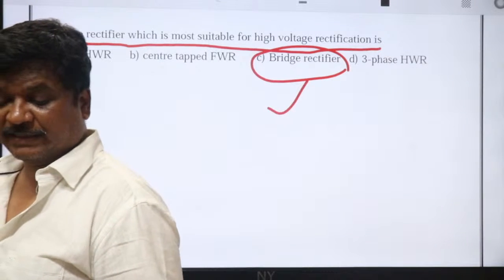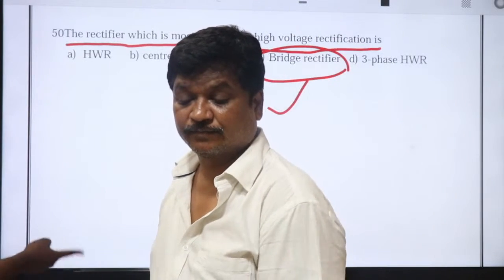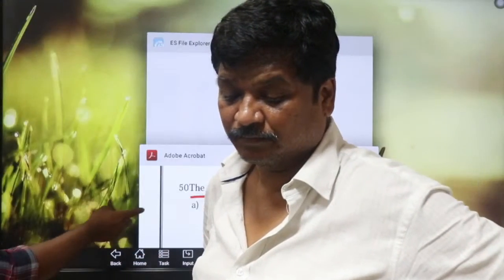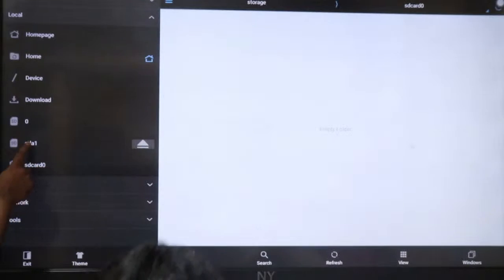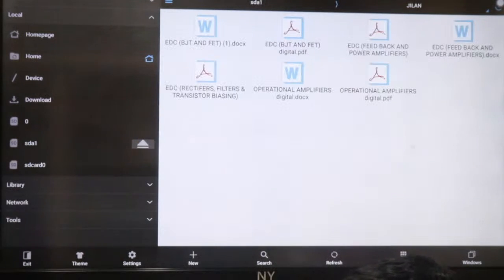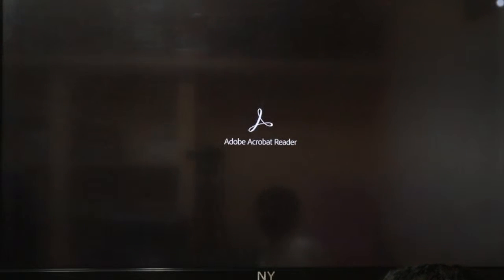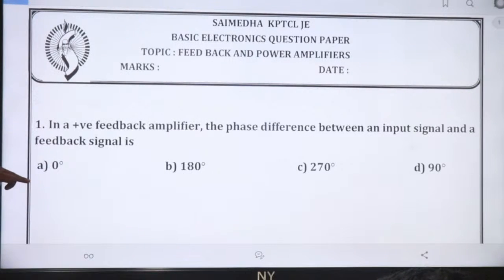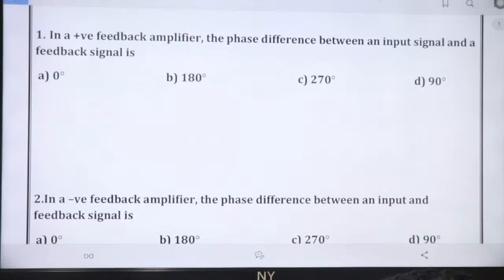Okay? This is the idea about these particular rectifiers and biasing. The next topic we will take is feedback amplifiers and power amplifiers.